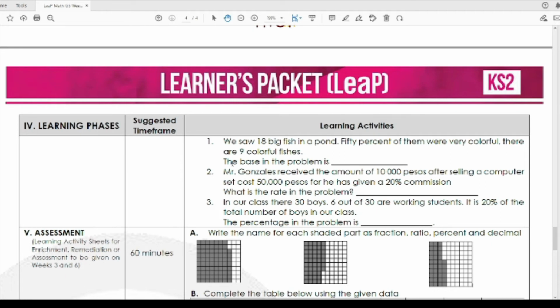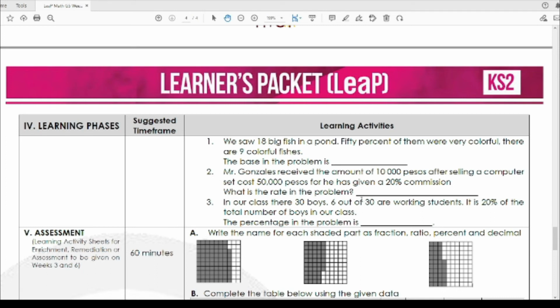Number 2. Mr. Gonzalez received the amount of 10,000 pesos after selling a computer set costing 50,000 pesos, for which he was given a 20% commission. What is the rate? We are looking for the rate in the problem.